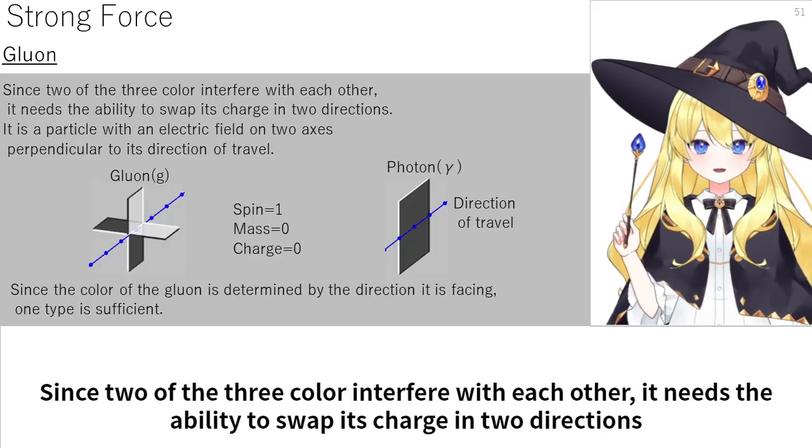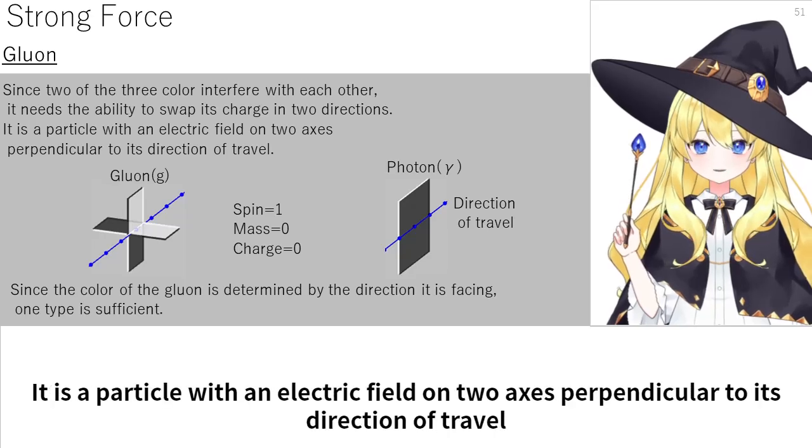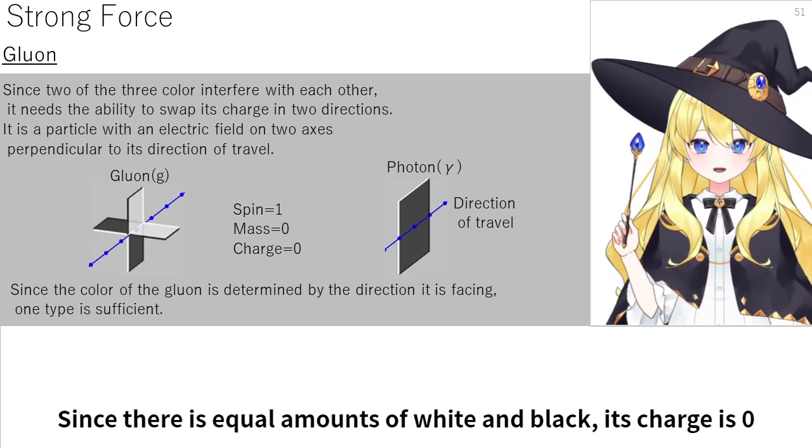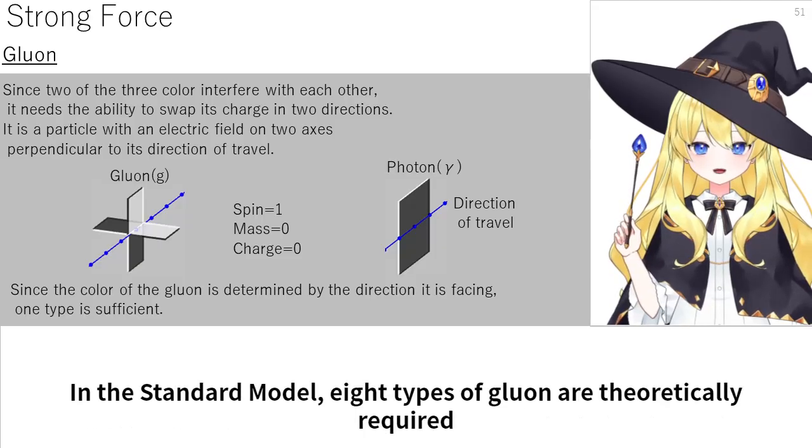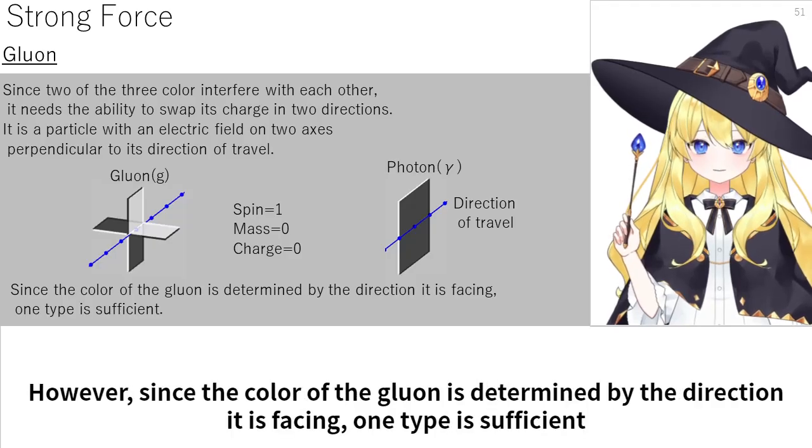Since 2 of the 3 colors interfere with each other, it needs the ability to swap its charge in 2 directions. It is a particle with an electric field on 2 axes perpendicular to its direction of travel. Since there are equal amounts of white and black, its charge is 0. In the standard model, 8 types of gluon are theoretically required. However, since the color of the gluon is determined by the direction it is facing, 1 type is sufficient.